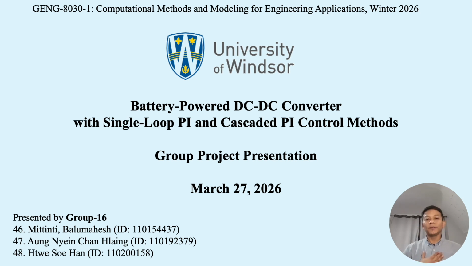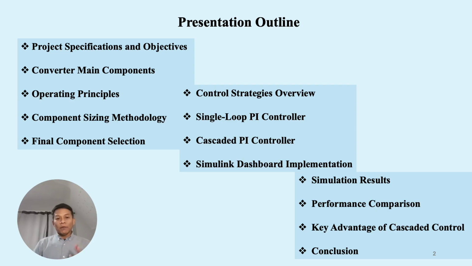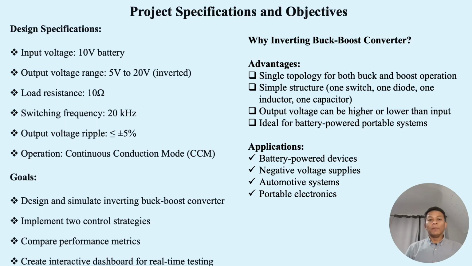Today I'm going to present about the battery power DC to DC converter. Our outline will be the project specifications and objective, converter main components, operating principles, component sizing methodologies, and final component selections. This topic will be presented by me and the remaining will be presented by my other group members.